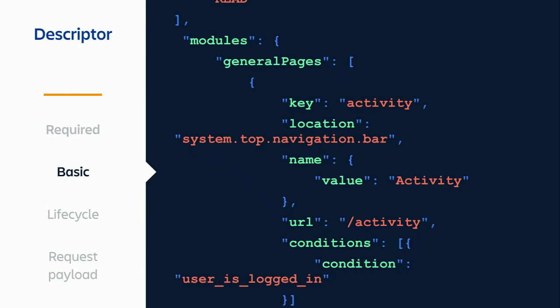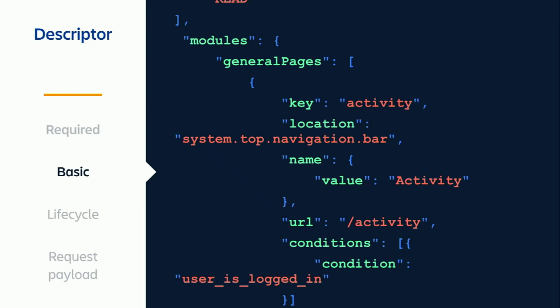Now, modules, this is where we're going to start extending the Atlassian product. In this case, we're just defining a general page. A general page is basically a link within the product that we can do whatever we want with. Here we have an object being set up. We have a key. This key for the module needs to be unique to the descriptor. So if we have more than one general page, which is possible, as you can see, we're using an array of objects here, so we can have multiple general pages if we wanted to. So the key needs to be unique to the descriptor.